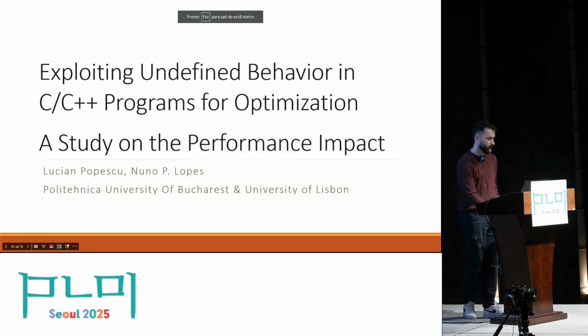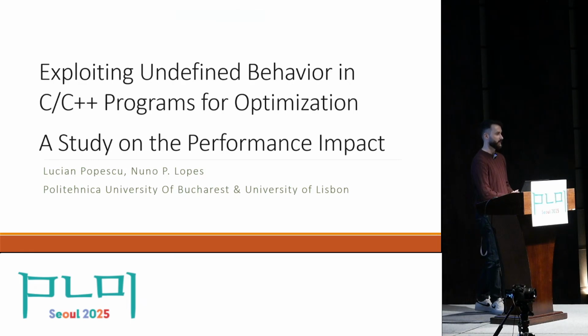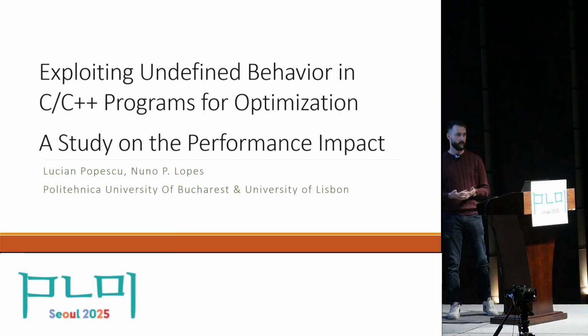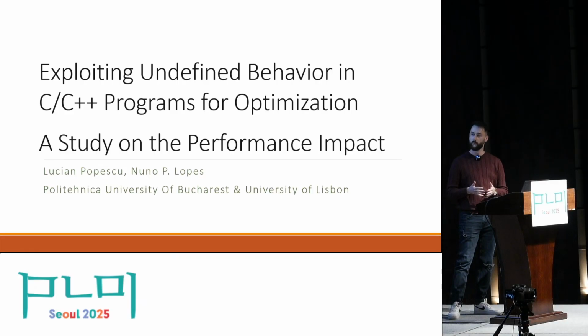Cool. Hello, everybody. Thank you for being here. Today, we are going to talk about undefined behavior, or UB for short. What it is, why it exists, how the compilers exploit it, and most importantly, what happens if we try to remove it. I'll present the first study on the performance impact of undefined behavior optimizations.